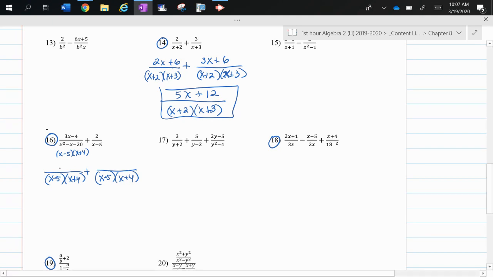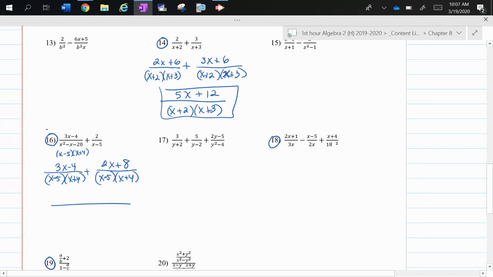The first numerator is not going to change, and that is because the denominator didn't change. And now the second fraction, the denominator did change. We have an x plus 4 there that wasn't there before. So I'm going to multiply this 2 by x plus 4. 2 times x plus 4 is 2x plus 8. And now I have my common denominator, so I'm ready to add my numerators.